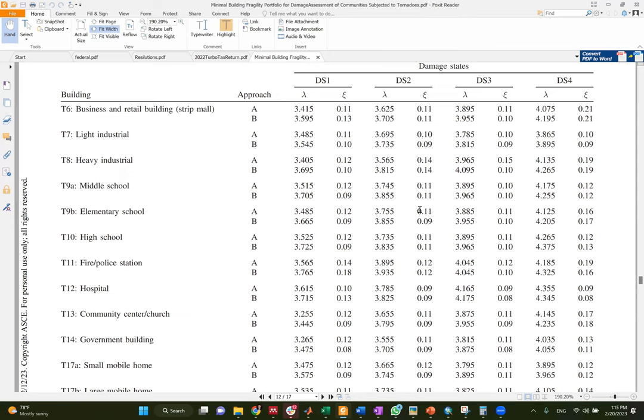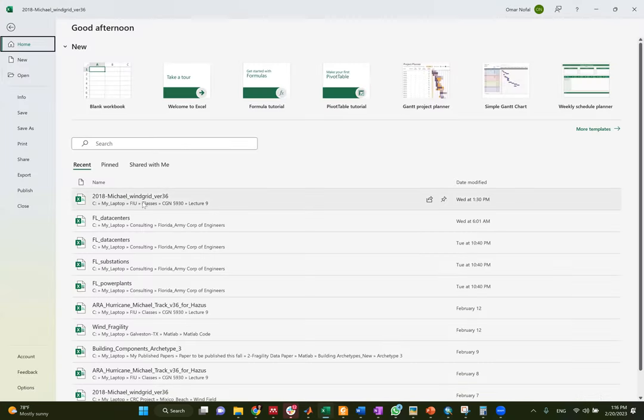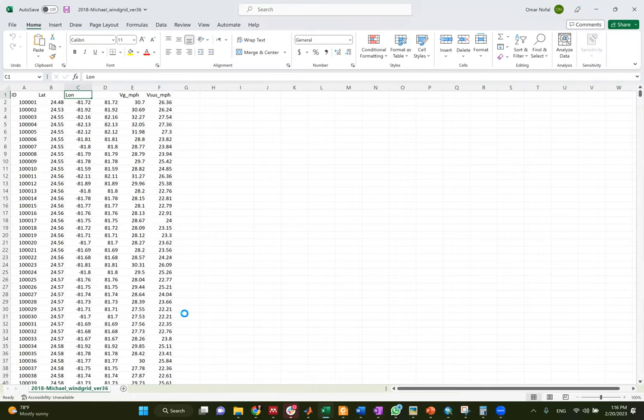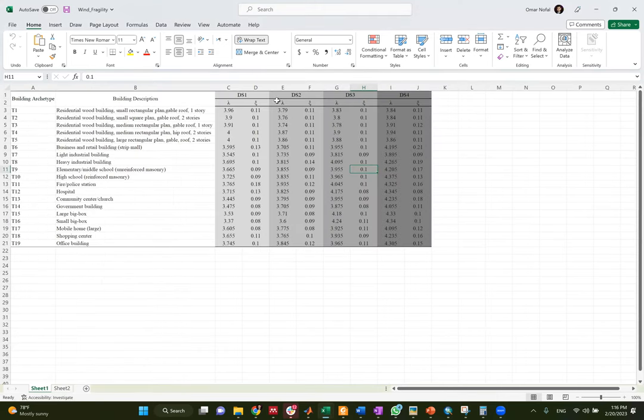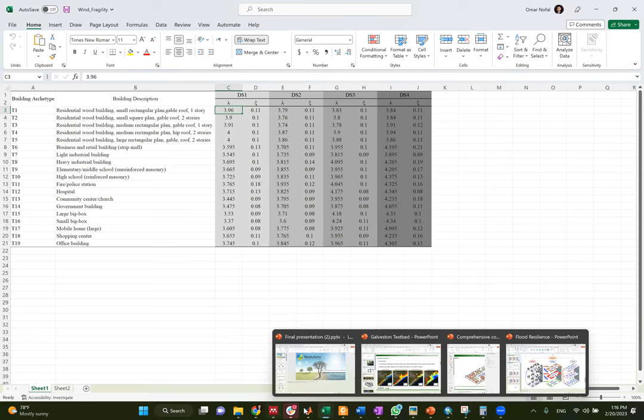The second thing is, how can I use these parameters to develop the fragility function? That's what we are going to do right now, so let's see how we can do this in the 30 minutes that we have. Basically, you need an Excel sheet of these numbers, and I have this Excel sheet. I have the building archetypes from T1 to T19, and damage states one up to four, with the logarithmic mean and the logarithmic standard deviation. Then I will start to develop this in MATLAB.